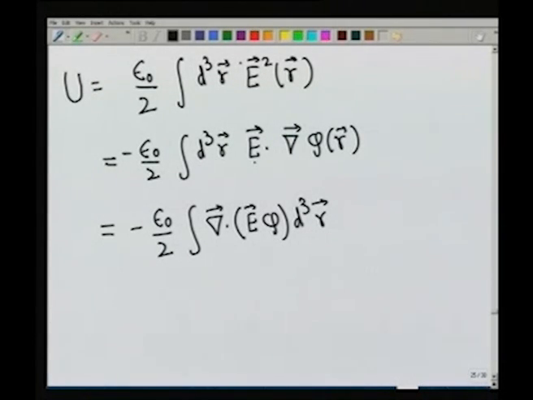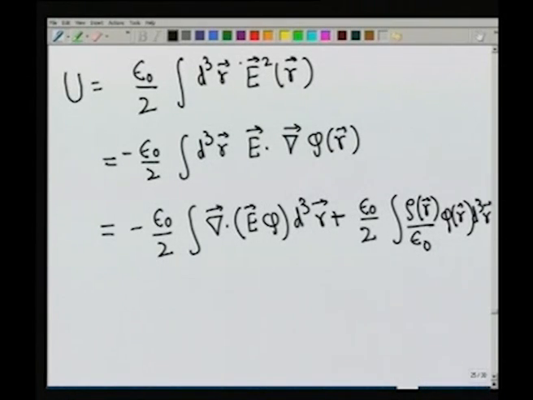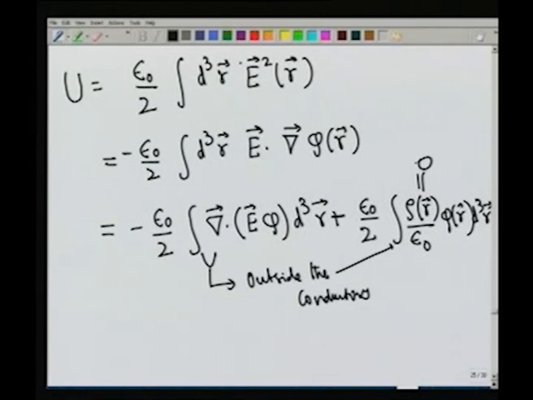The next term is going to give me divergence E. So, I am going to write plus epsilon naught by 2 integral rho of r by epsilon naught phi of r d cubed r. Now, my integration is to be done in the volume outside the conductors, because within the conductor my electric field is 0, but outside the conductor rho of r is equal to 0. Therefore, this term does not contribute, only the first term contributes.